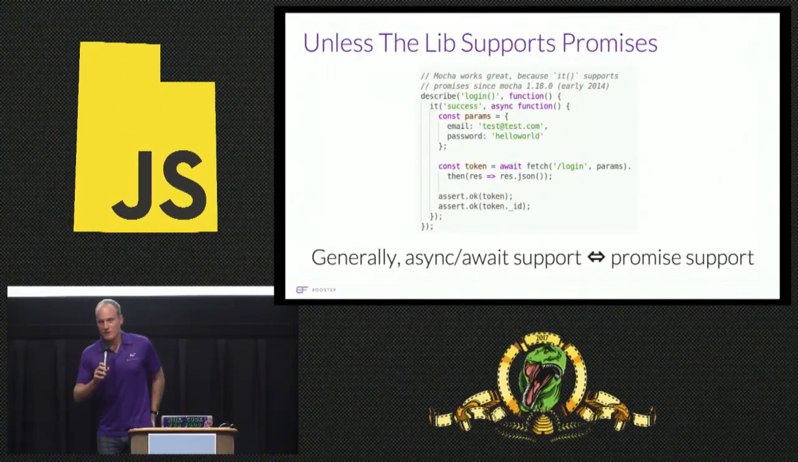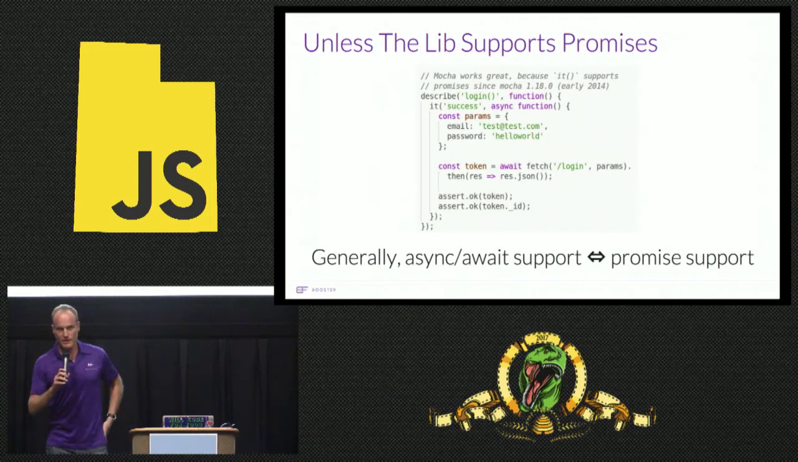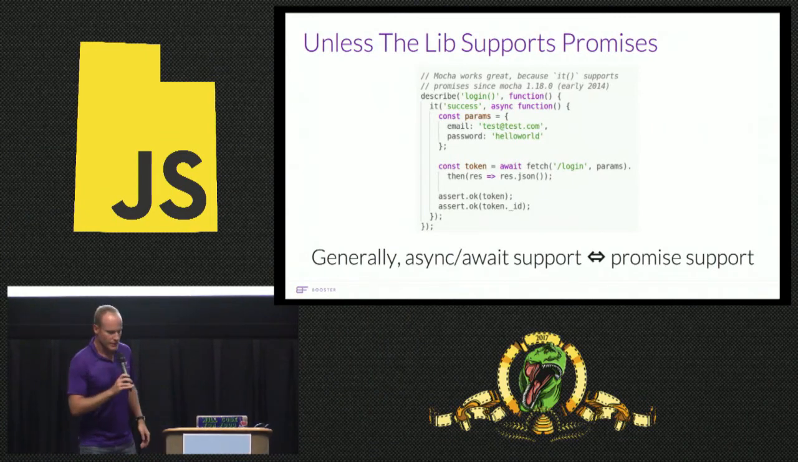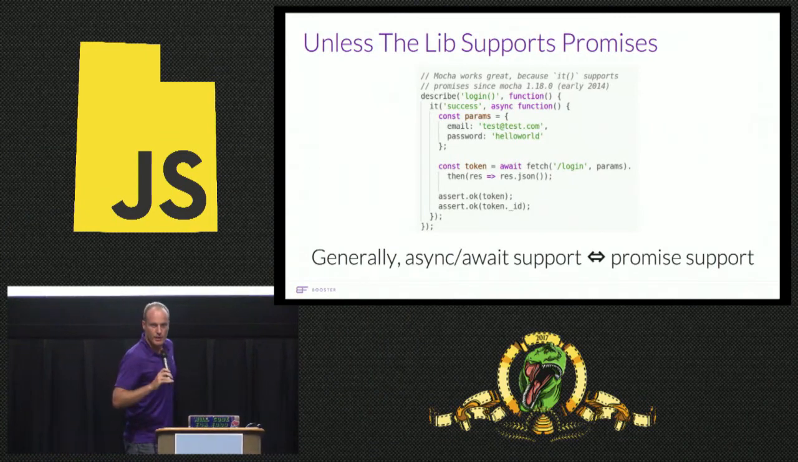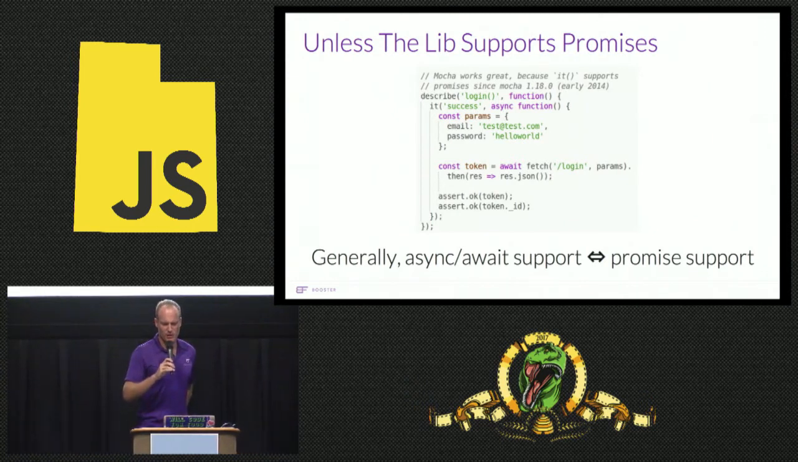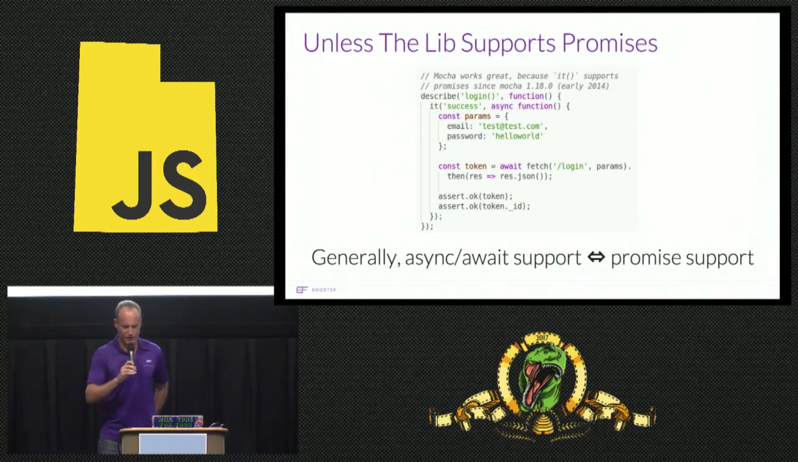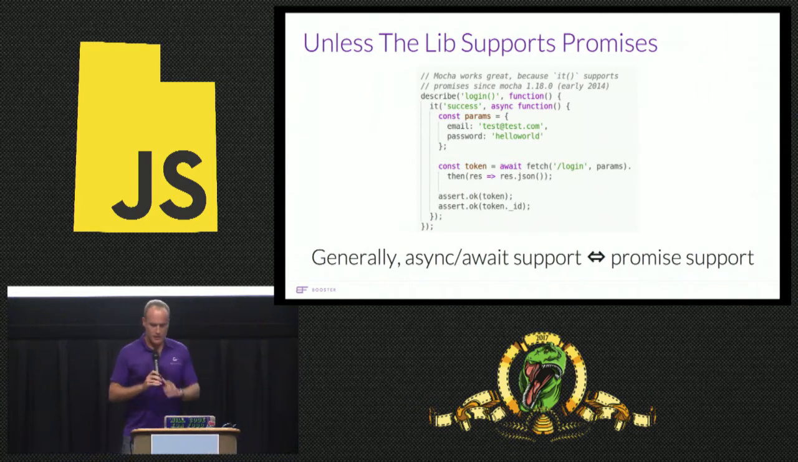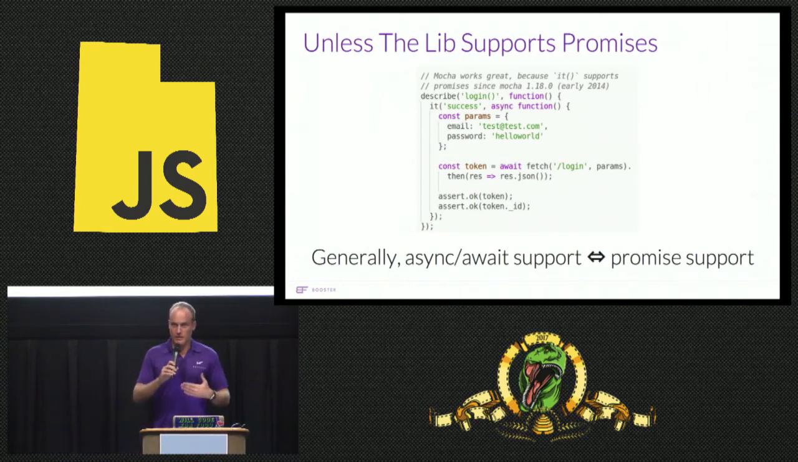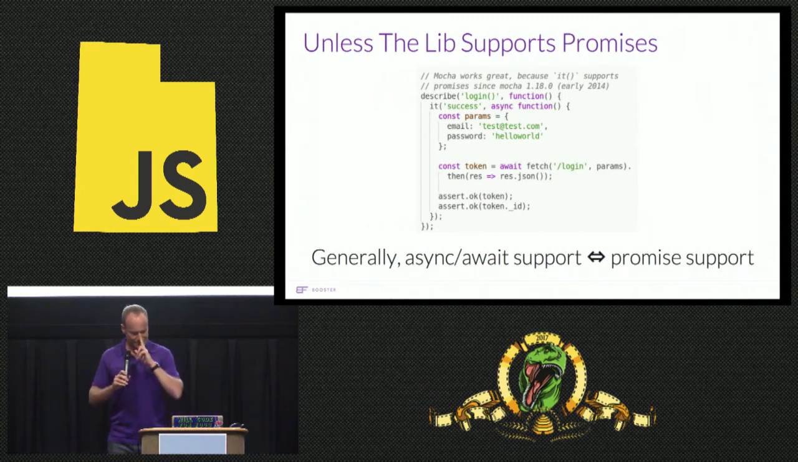However, some libraries have very good promise support. For example, the Mocha testing framework. That's actually enjoyed good support for promises probably since 2014, version 1.18.0. With Mocha, you don't need any outside libraries. You don't need to think about it. You just give it an async function, and it just works.